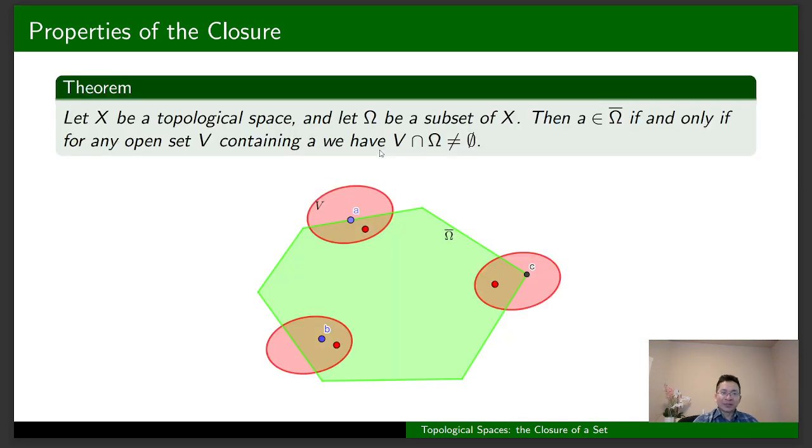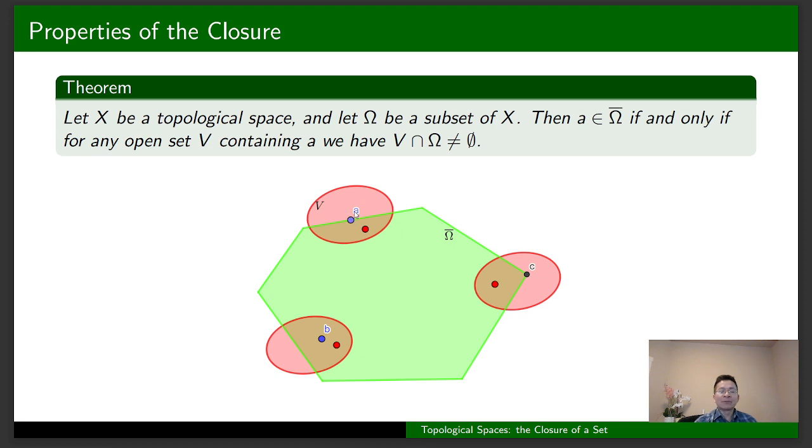Now, I'm going to explore more properties of the closure. This is an important one. Let X be a topological space and let omega be a subset of X. Then an element A belongs to the closure of omega if and only if for any open set V containing A, we have that the intersection of V and omega is non-empty. Let's look at this example in the Euclidean plane R2. This is the closure of omega.